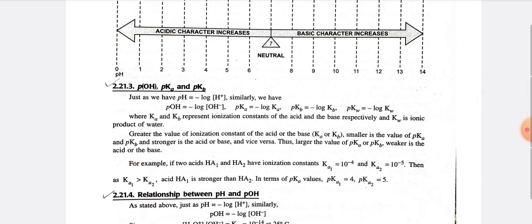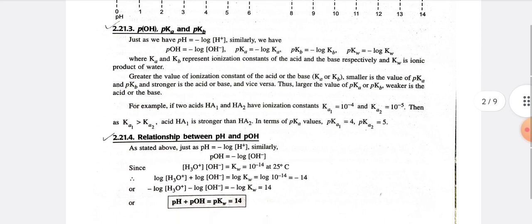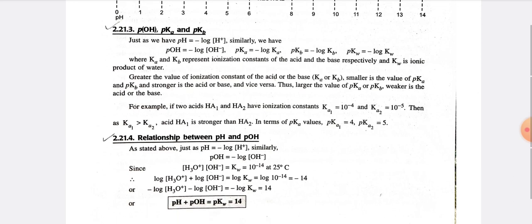Next, pKa and pKb values. Just as we have pH is equal to minus log of [H+], similarly we have pOH is equal to minus log of [OH-], pKa is minus log of Ka, pKb is minus log of Kb, and pKw is equal to minus log of Kw, where Ka and Kb represent the ionization constant of the acid and the base respectively. Kw is the ionic product of water. The greater the value of the ionization constant of the acid or the base, the smaller is the value of pKa and pKb, and stronger is the acid or base, and vice versa.